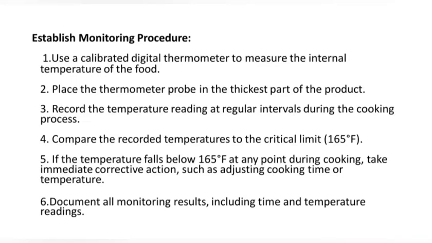Establish monitoring procedure. Use a calibrated digital thermometer to measure the internal temperature of food. Place the thermometer probe in the thickest part of the product. Record the temperature reading at regular intervals during the cooking process. Compare the recorded temperature to the critical limit, 165 degrees Fahrenheit. If the temperature falls below 165 degrees Fahrenheit at any point during cooking, take immediate corrective action such as adjusting cooking time or temperature. Document all monitoring results, including time and temperature readings.